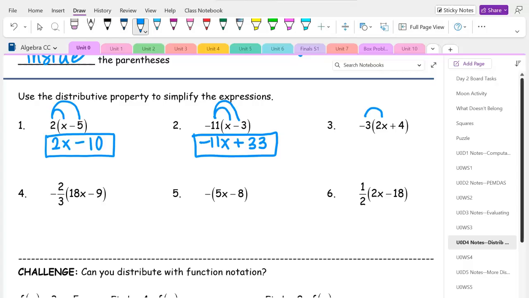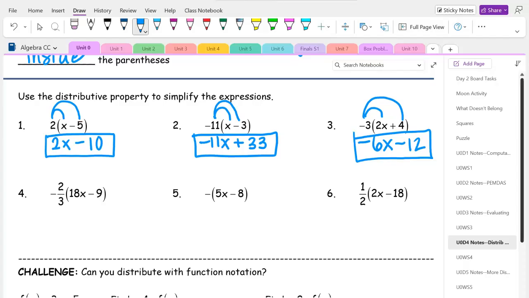Number on the outside, multiply. Negative 3 times 2x is negative 6x. Negative 3 times positive 4 is negative 12. So again, notice that it's not just whatever sign was there. You've got to actually multiply it and use that sign.